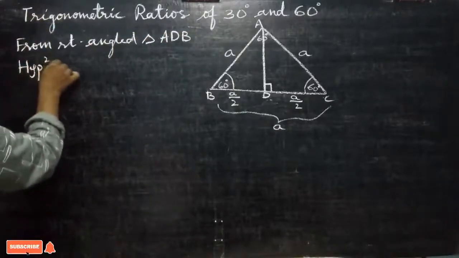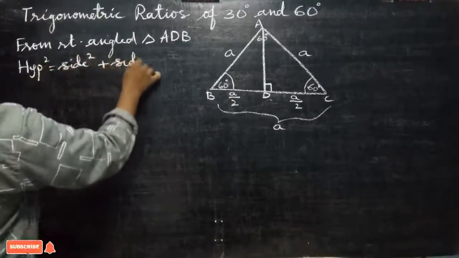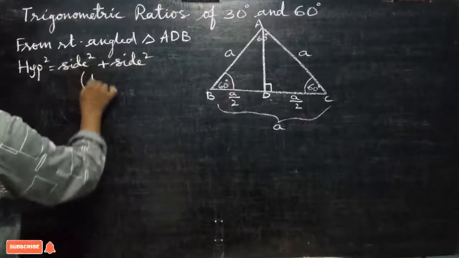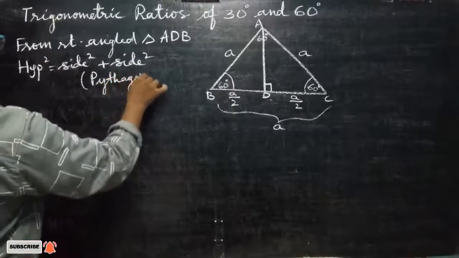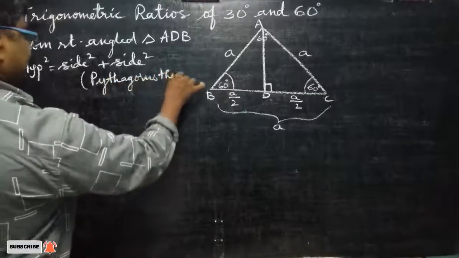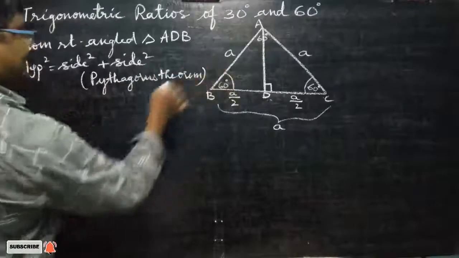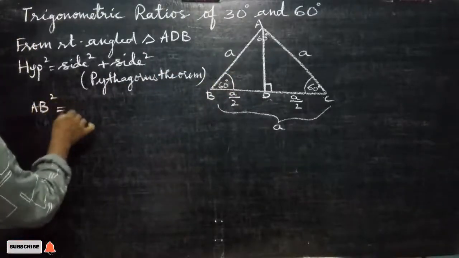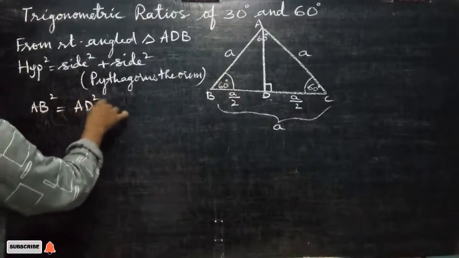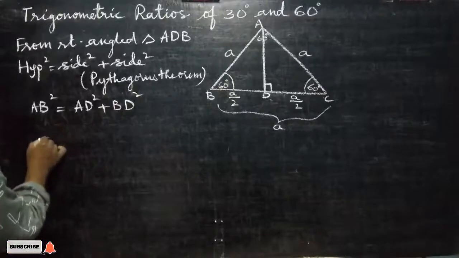Hypotenuse square is equal to side square plus side square. Who told? Pythagoras theorem. Always you have to mention Pythagoras theorem, because of this theorem only we are going to do this problem. In this ADB, what is hypotenuse? AB. AB square is equal to AD square plus BD square or DB square. AB how much? A.